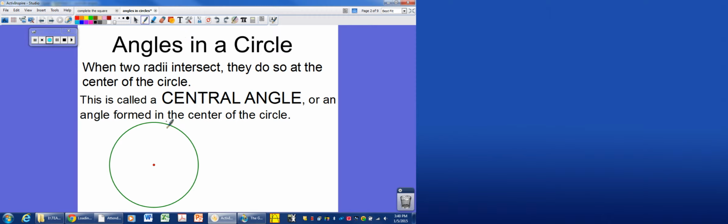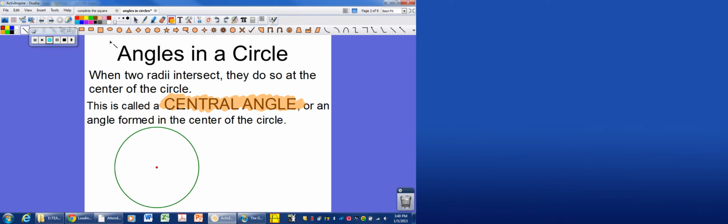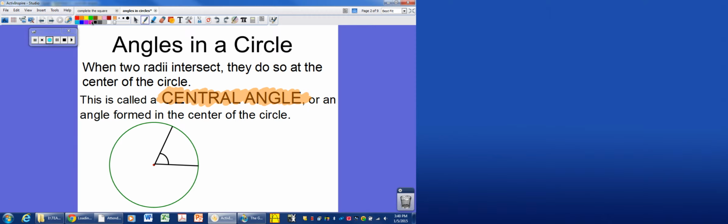When two radii intersect, that's called a central angle. Two radii intersect in a central angle. Of course, radii, or radiuses, depending on how you like to say it, are formed from the center of the circle, and they touch the outside of the circle. So there we have ourselves a central angle. This angle formed by these two radii is your central angle, formed in the center of the circle.